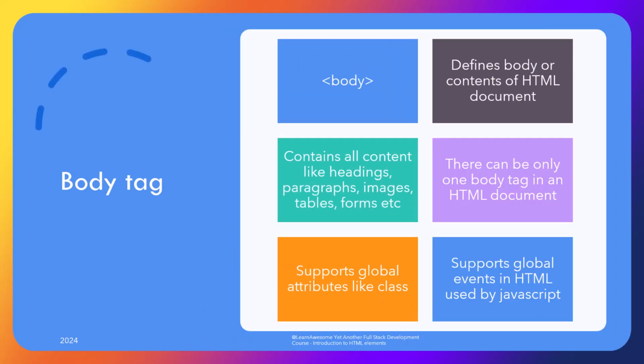The next required and critically important tag is the body tag, which defines the body of documents or its content. It contains all content of HTML documents like headings, paragraphs, images, links, tables, text, etc. There can be only one body tag in the HTML document. It supports global attributes and events in HTML, something which we shall come to.